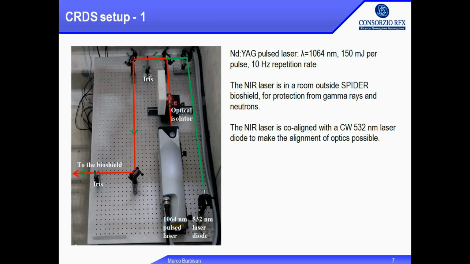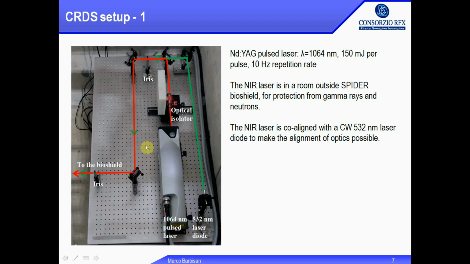So, how was CRDS implemented in SPIDER? The laser providing the beam pulses is a neodymium laser emitting at 1064 nanometers. Each pulse has an energy of 150 millijoules and the pulses are emitted at a repetition rate of 10 Hz. The laser is not located inside the bioshield of SPIDER, but it is outside of it in a small dedicated chamber to be protected from gamma rays and neutron radiation.